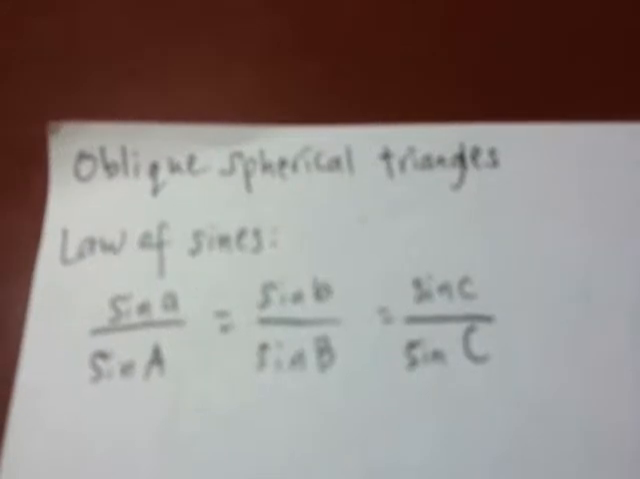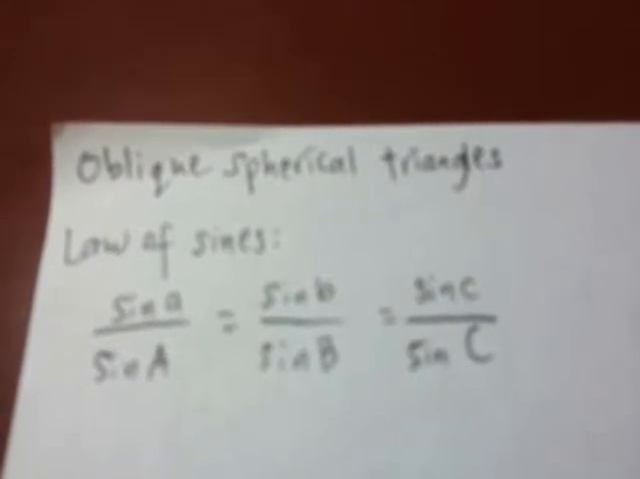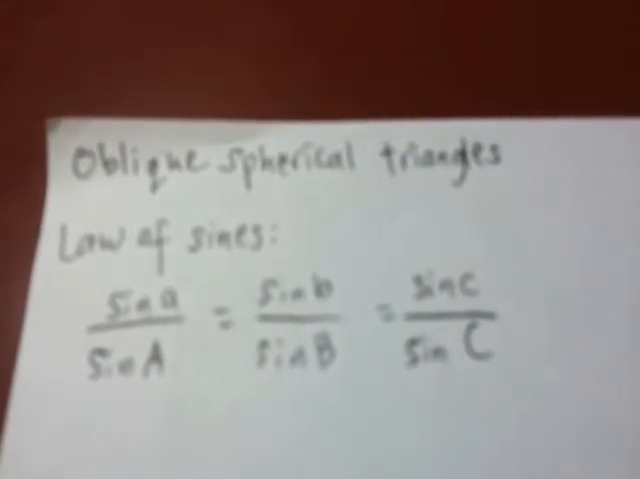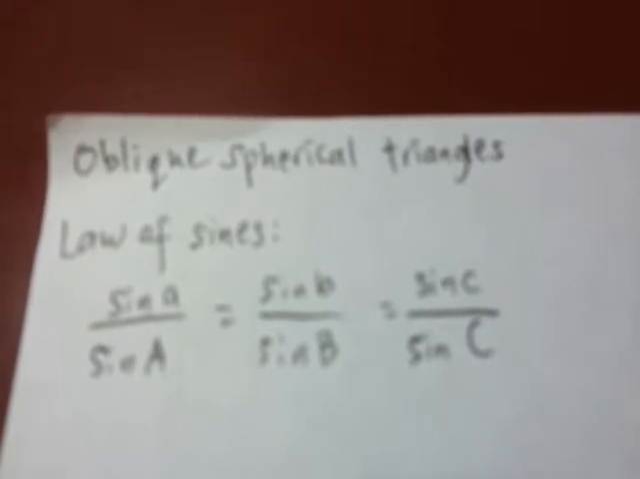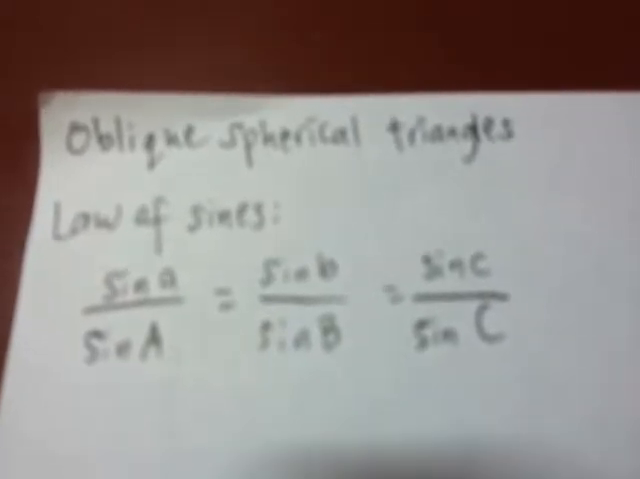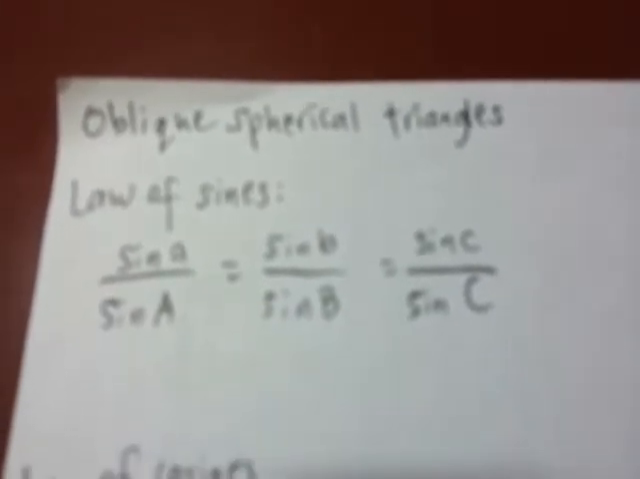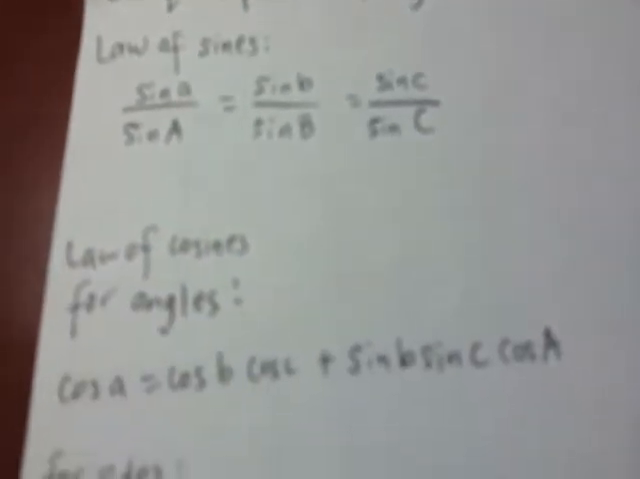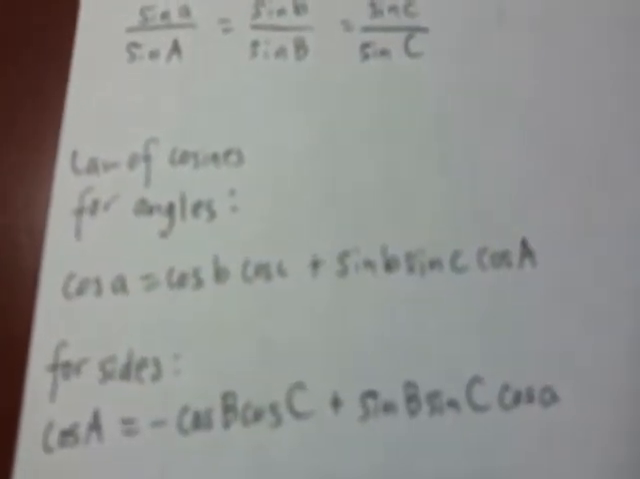So, before we proceed into solving oblique spherical triangles, I want you to memorize the following. First, the law of sines. Take a look at it. And then the law of cosines, we have two: for angles and for sides.